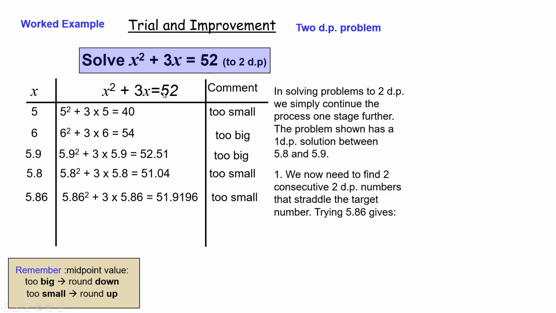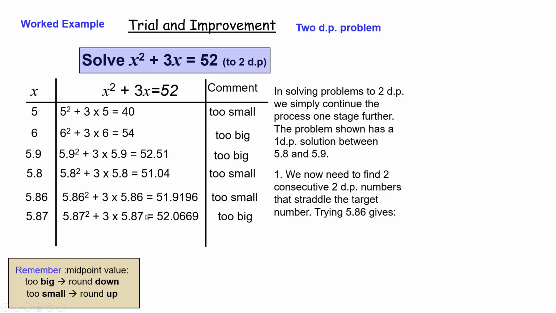So if we try 5.86, which has 2 decimal places, and we put it in our equation, we get 51.9196, which is smaller than 52, so it's too small. So if 5.86 is too small, we've got to try something bigger than 5.86. We try 5.87. When we plug 5.87 in, it gives us a number that's bigger than 52. So it's too big. So our solution lies between 5.86 and 5.87.